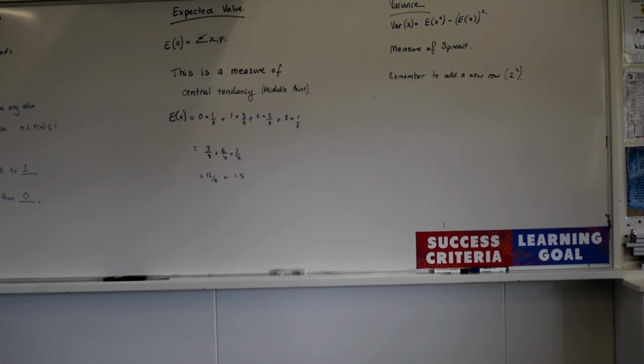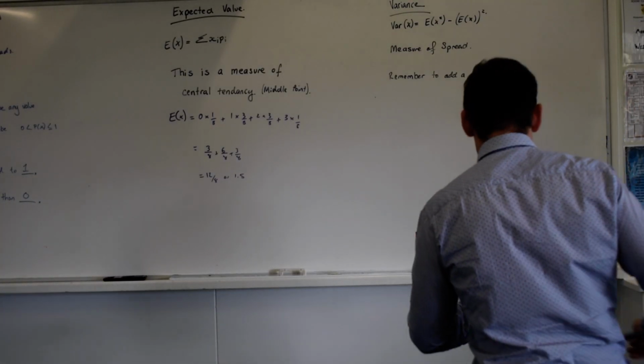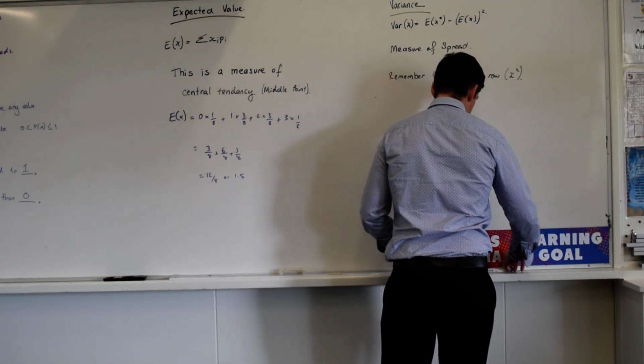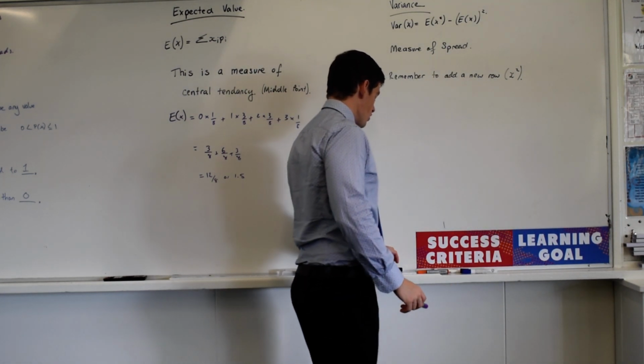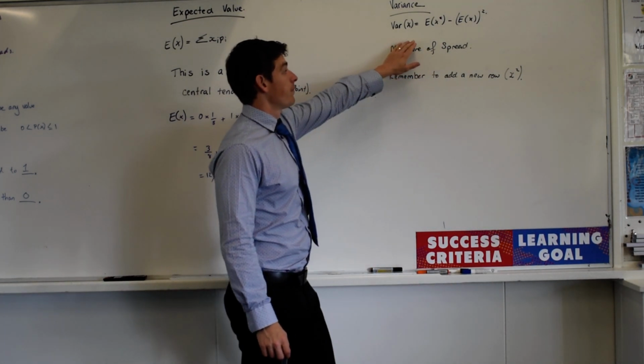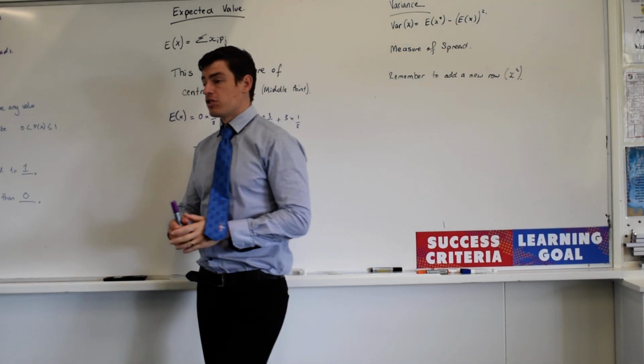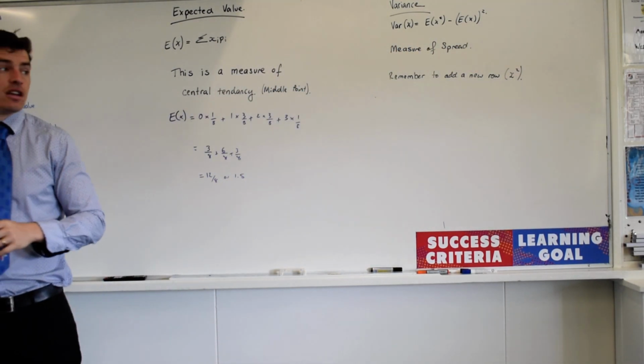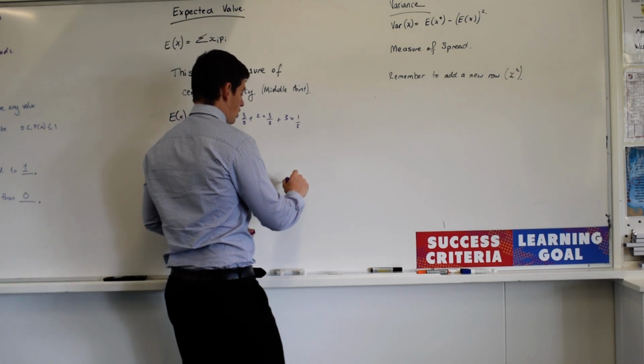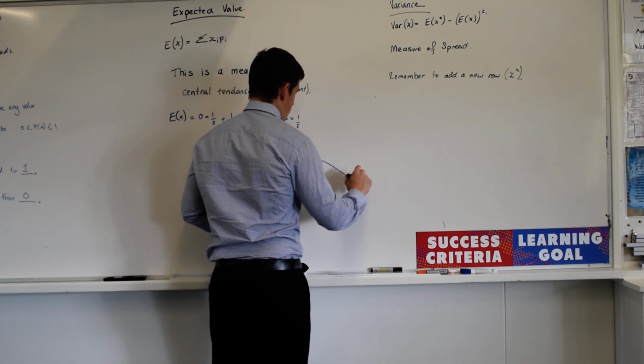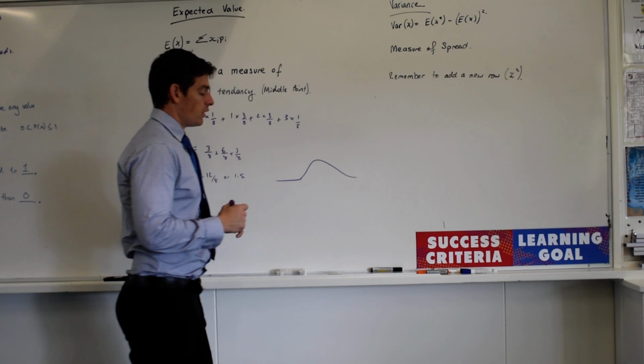All right, so variance for our discrete probability distributions uses this formula here, and it's a measure of spread, which is saying how wide our data set is. If we've got a data set that looks like, I'm going to use a continuous data set just because they're easier to draw.